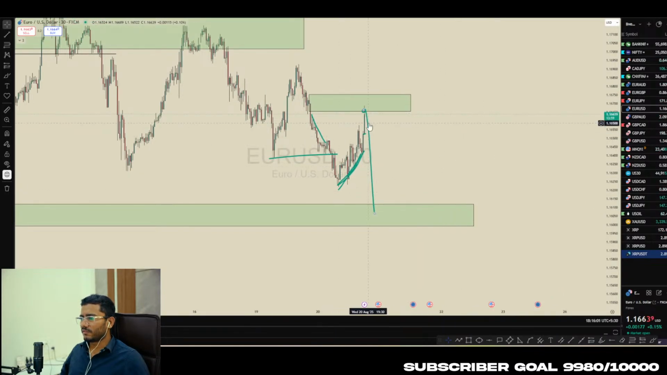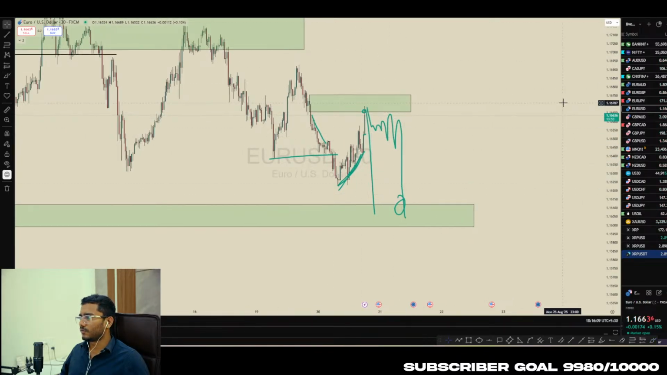You can look for a change of pattern once price goes to the downside. Again, liquidity sweep and entry. So you can catch this move to the downside.